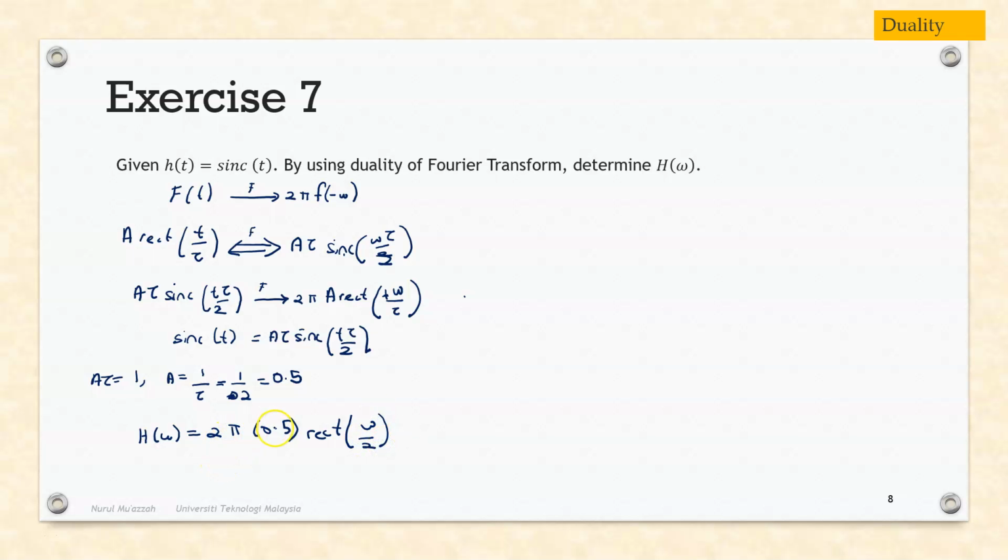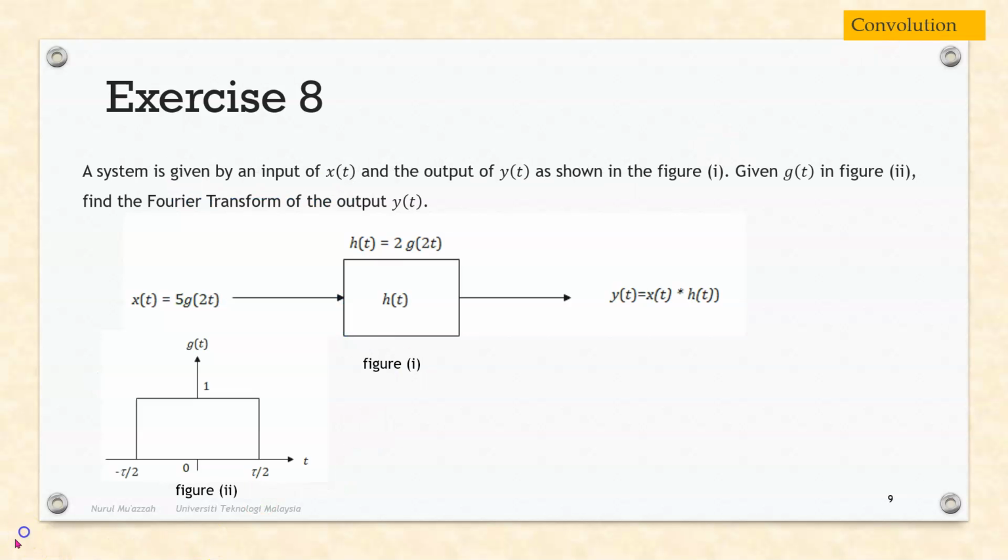Okay, so 2 multiplied by 0.5 is 1. So this one is actually pi rectangle omega divided by 2. Okay, so this is the answer for sinc t. The Fourier transform for sinc t, the answer is rectangular. So this is what we meant by duality properties. Right? So for exercise 8 here, we're going to use the convolution properties, and this is a bit of application.